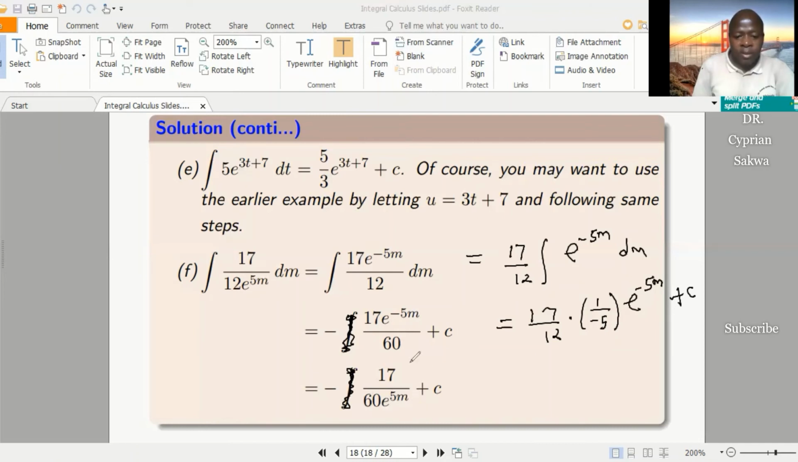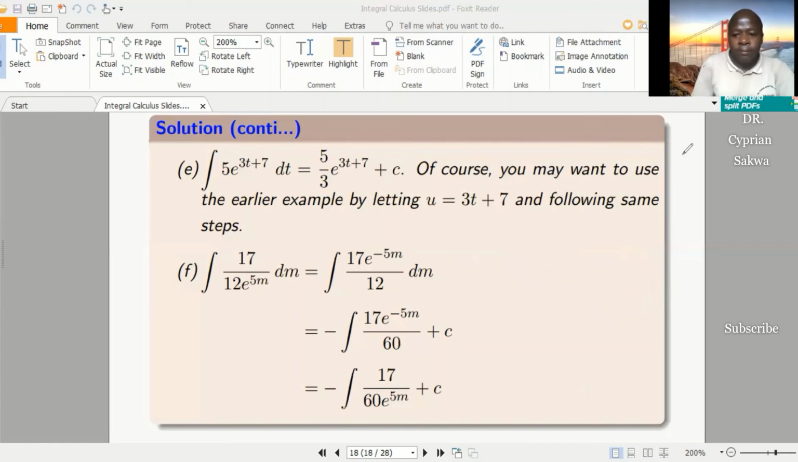The same thing. So if I want this to be positive, I take it to the denominator, and this is the answer. So my answer is supposed to be, if I want it positive, 17 out of 60 e raised to 5m plus c. So again, remember that this integral is not supposed to be here.